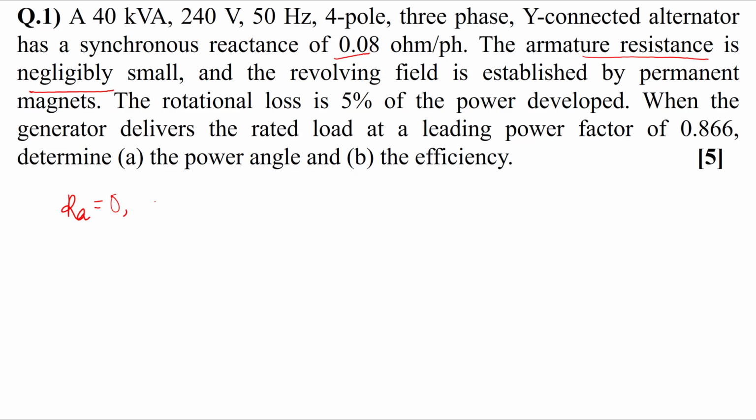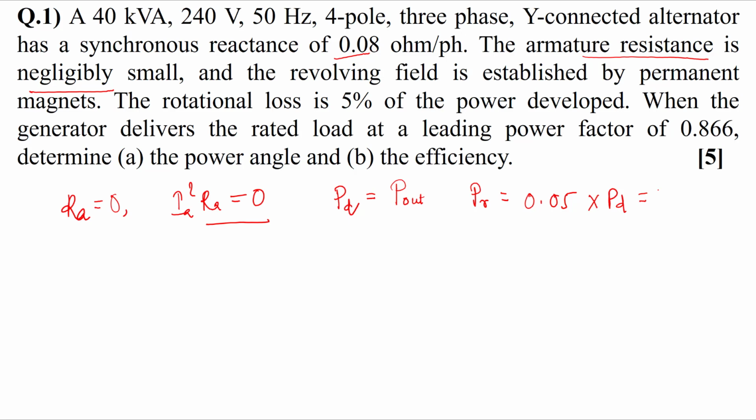Okay. So when Ra equal to 0, your copper loss, that is Ia square Ra, will be 0, right? So as the copper loss will become 0, from the power flow diagram also you can check it, your PD equal to P out. Okay. So now if you know the P out, then you have to take the rotational loss. Very simple problem. Rotational loss is 0.05 into PD, right?